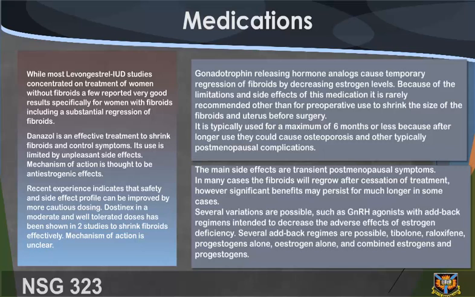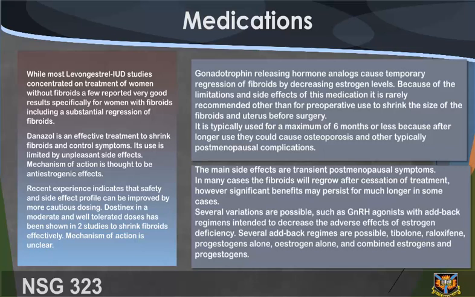Gonadotropin releasing hormone analogs cause temporary regression of fibroids by decreasing estrogen levels. Because of the limitations and side effects of this medication, it is rarely recommended, other than for preoperative use, to shrink the size of the fibroids and uterus before surgery. It is typically used for a maximum of 6 months or less because after longer use, they could cause osteoporosis and other typically postmenopausal complications.